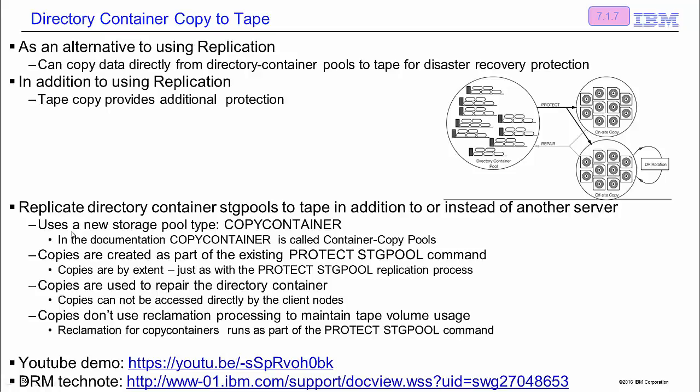So these replications to tape use a new storage pool type called copy container. The copies are actually created as part of the existing protect storage pool command that we just talked about. And the copies are only used to repair or rebuild the directory container pool. The copy to tapes don't use the traditional reclamation process to maintain and get rid of half-empty tapes. Instead, the reclamation for our copy to tapes for directory containers runs as part of our protect storage pool command.